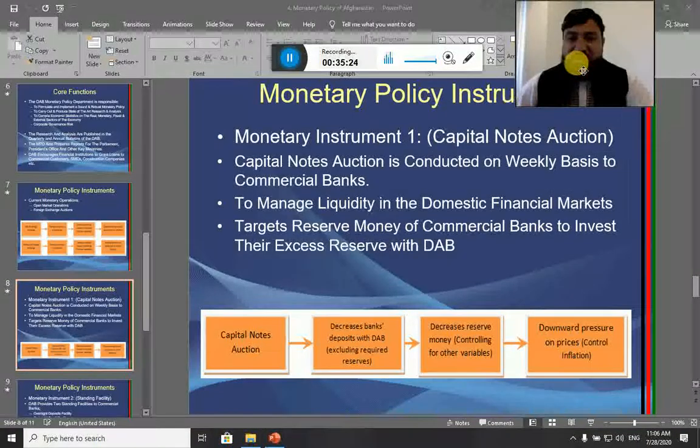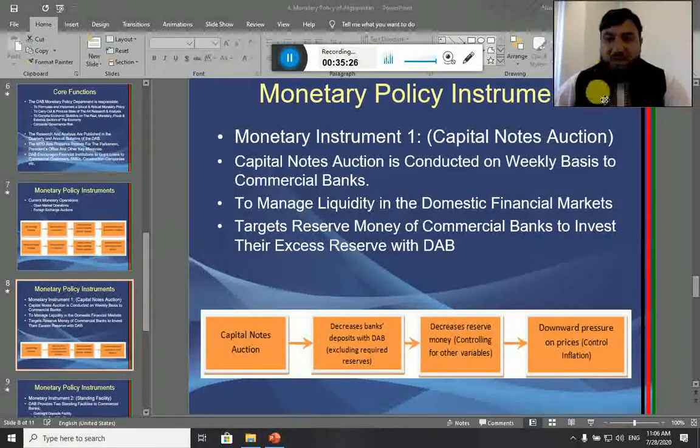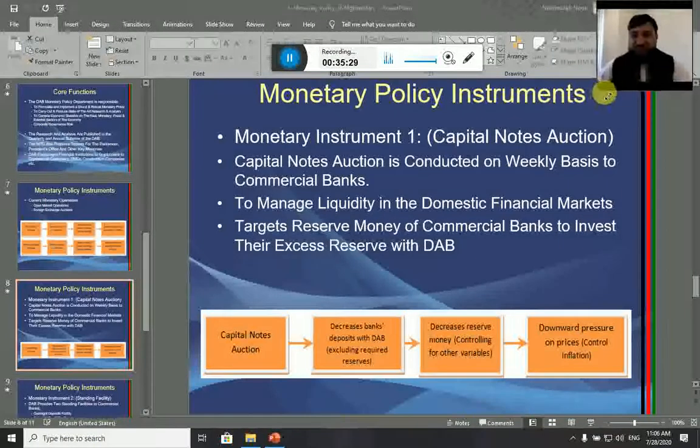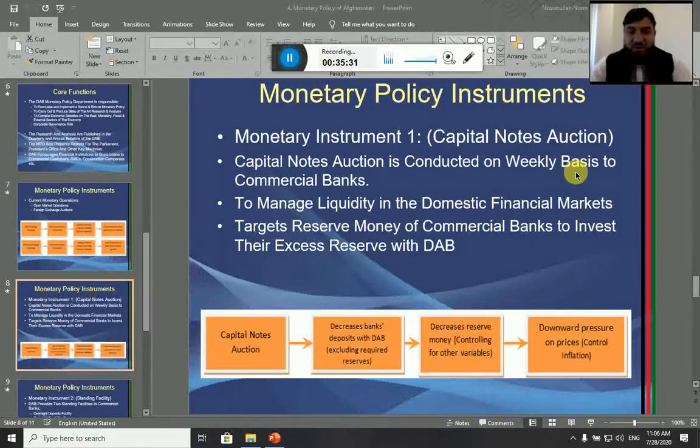Okay, there is another instrument used by the Monetary Policy Department of the Central Bank, which is called capital note auctions. Capital note auction is conducted on a weekly basis to commercial banks, meaning that the local currency is sold to the banks to manage liquidity in domestic financial markets. It targets the reserve money of commercial banks to invest their excess reserve with the Central Bank of Afghanistan.